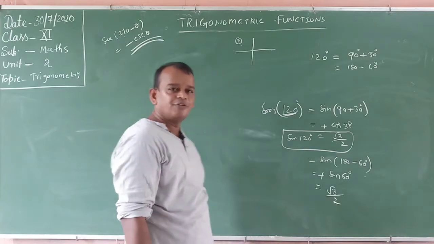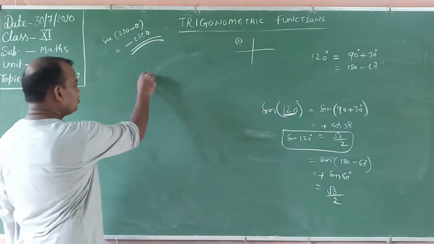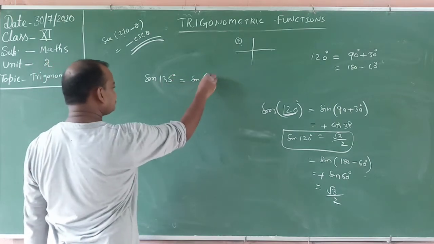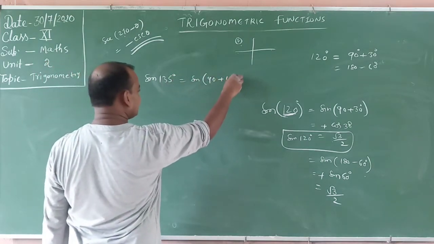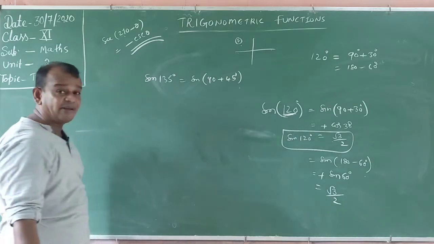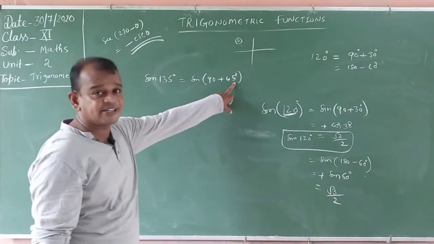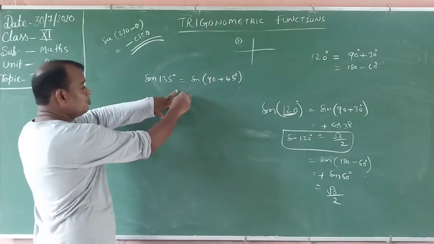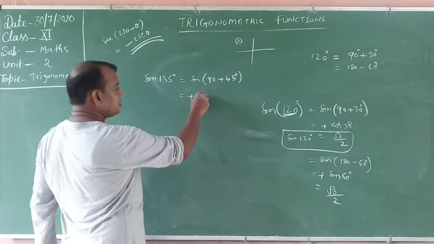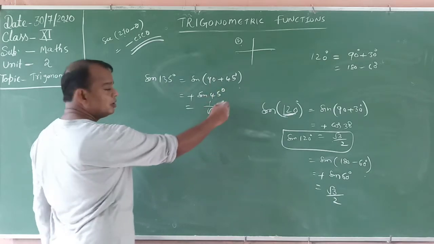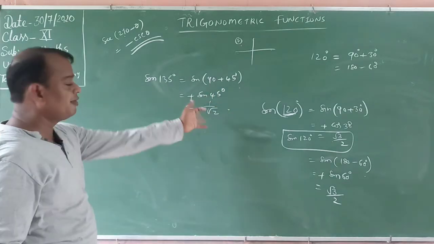Now we find sine 135. How to write 135? Sine of 90 plus 45, or 180 minus 45, no problem at all. 90 plus theta, which quadrant? Second quadrant. In the second quadrant sine is positive, so plus sine 45. Sine 45 means 1 by root 2. So sine 135 is equal to 1 by root 2.